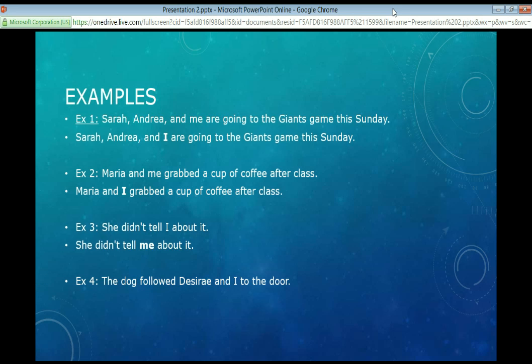"The dog followed Desiree and I to the door." We wouldn't use "I" because it just doesn't go together with "Desiree." So we would use "the dog followed Desiree and me to the door," because the pronoun "me" together with "Desiree" forms the object of the verb "follow," so you need to use "me" rather than "I."